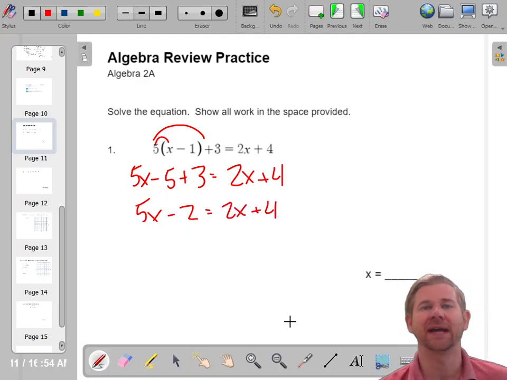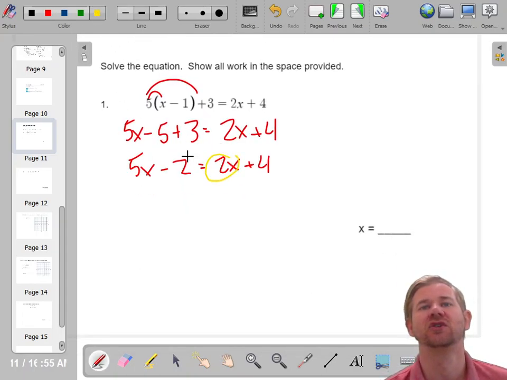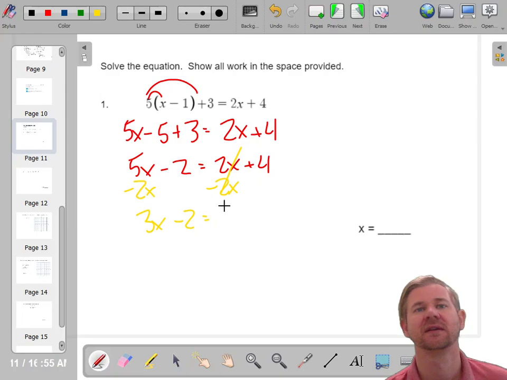Now I need to get all my x's on one side. It doesn't really matter which way you do this, but I usually look for the smaller amount. If it's 2 or 5, I'm going to move the smaller amount. So right now it's positive 2. Let's subtract 2x on both sides. 5x minus 2x is 3x.